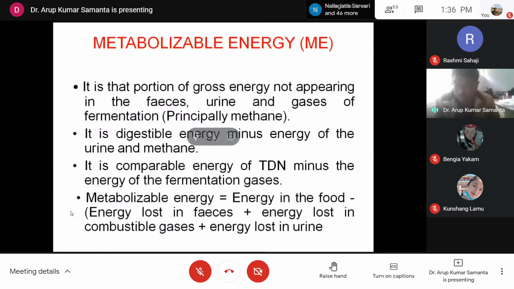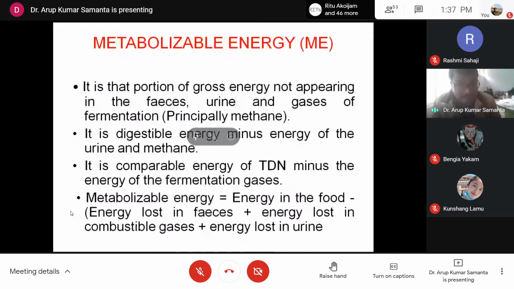I already told you yesterday the formula for methane is CH4, and it does not have oxygen within that molecule. That's why oxygen is required to oxidize that particular CH4, the carbon and hydrogen, and that's the reason the gross energy value of methane is very, very high. It is 13.34 kilocalorie. So if you deduct the urinary energy losses and gaseous energy losses from the digestible energy, you will get the value of metabolizable energy.